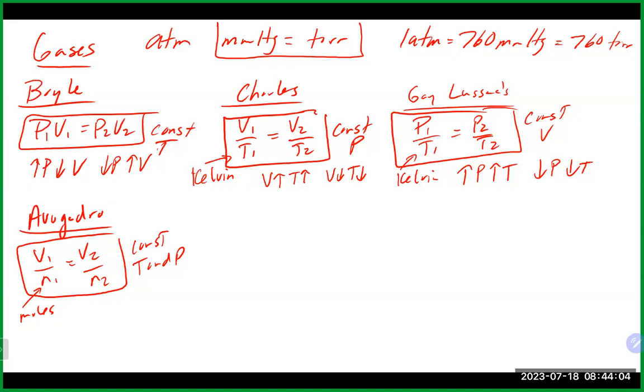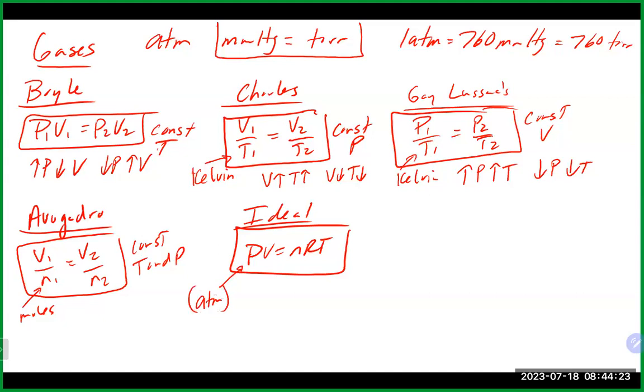Putting all these together gives us our ideal gas law, which is PV equals nRT. And obviously different than the others, there's no two temperatures, no two pressures, it's a one and done situation. It is also the most restrictive. Again, pressure does need to be in atmospheres when you are using this equation. Liters for the volume, moles for n, and T does need to be in Kelvin.